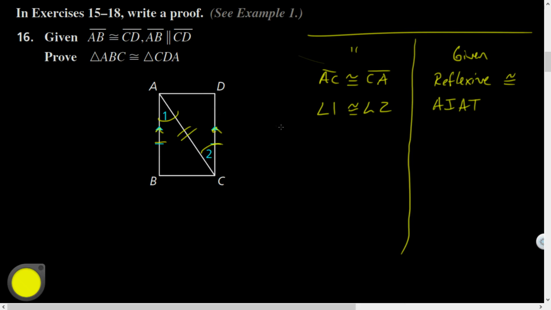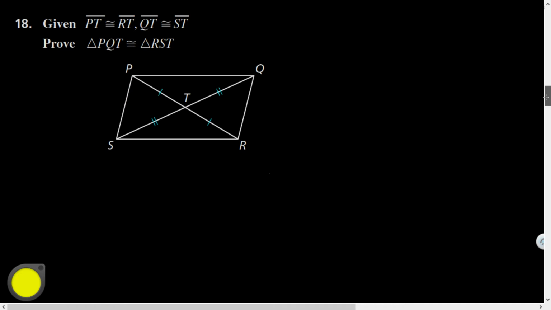So let's see. Is there enough information to prove triangle ABC is congruent to triangle CDA? Yeah, how so? SAS. Side angle side. Good times. All right, question 18.